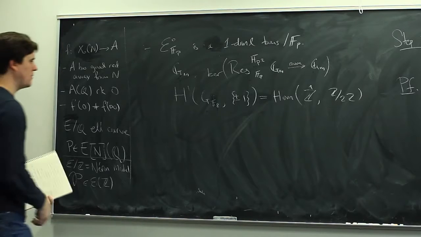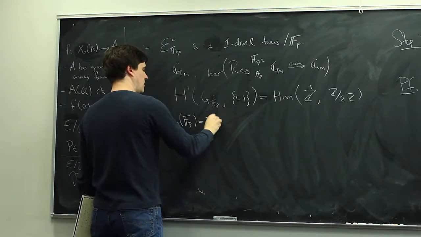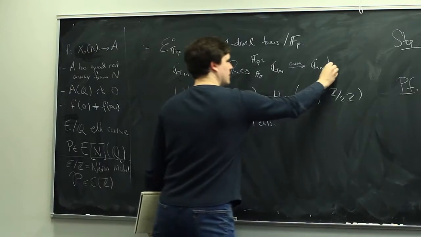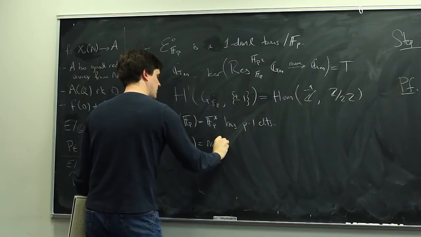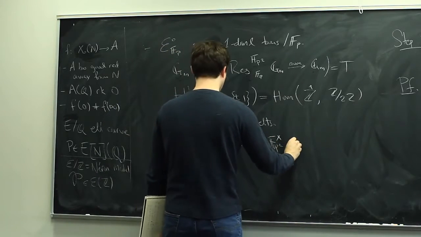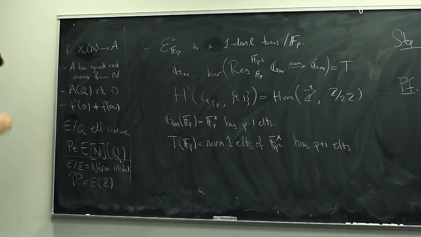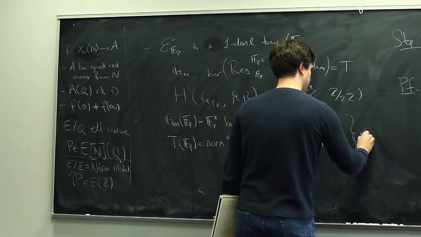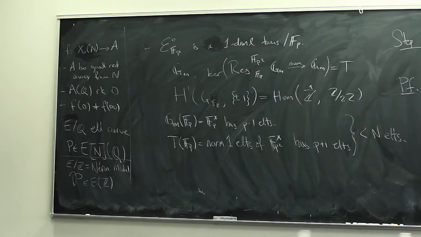All right, so what do we know about their points? G_m of F_p is F_p star, and this has p minus 1 elements. Let me call the other one T. T of F_p is the norm 1 elements of F_{p^2} star, and this has p plus 1 elements. So the point is that both of these have fewer than n elements. Since the specialization of P is a point of order n, it can't live in the identity component.